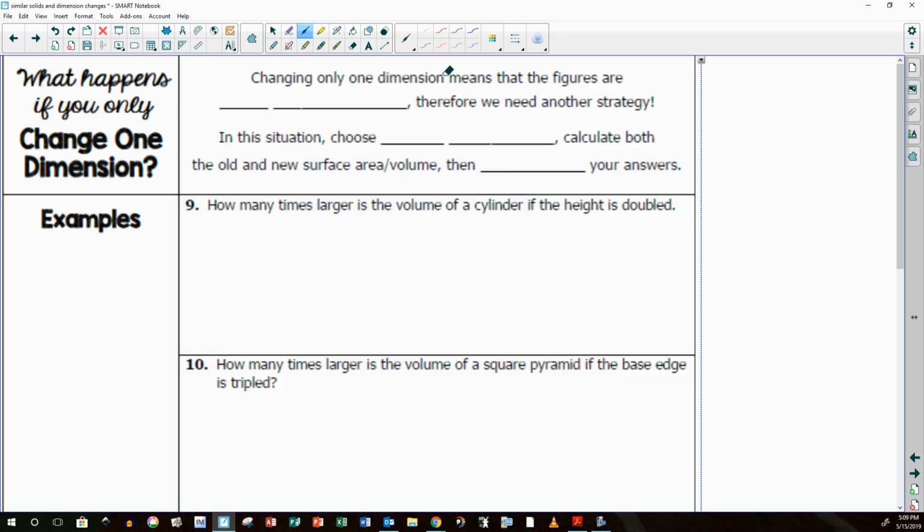So changing only one dimension means that the figures are not similar. Okay, so they are not similar, because if I only change one thing, then they're not similar. In this situation, you're going to choose test values, and you're going to calculate both the old and new surface area, and then compare your answers.